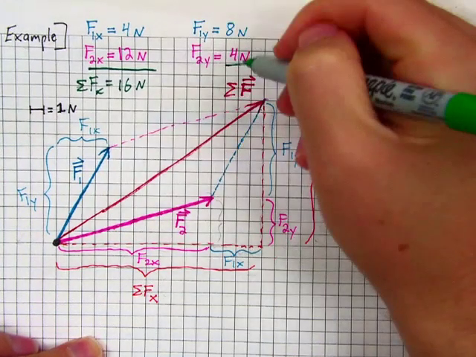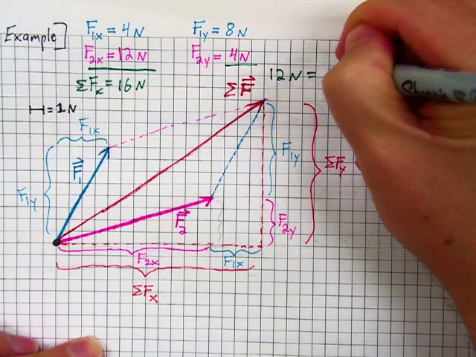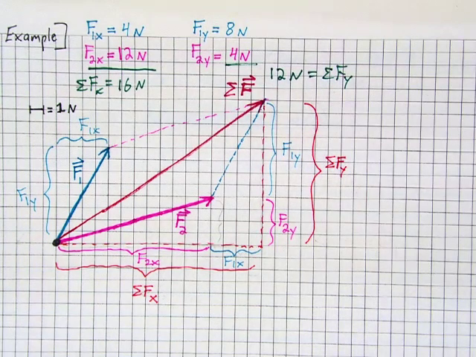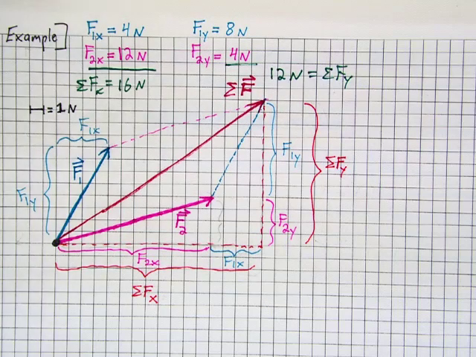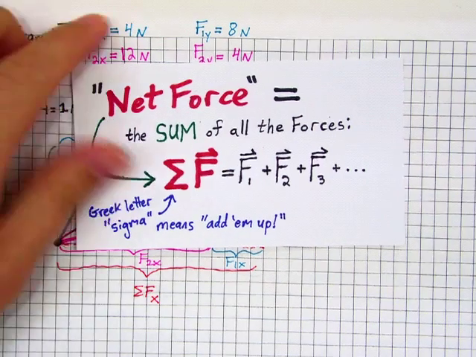Summing those two, the 8 and 4, we get 12 newtons for the y component of the net force. What we've done is found the sum of multiple forces here by adding up their components.